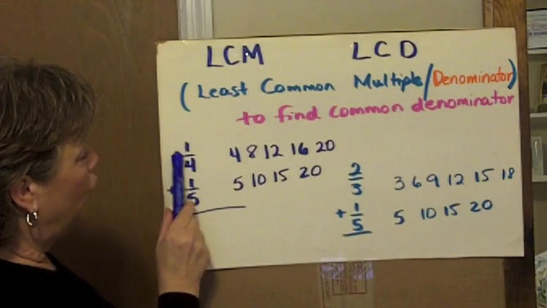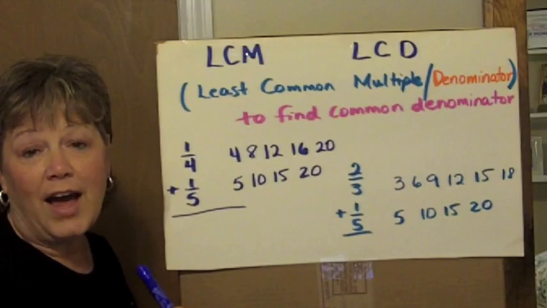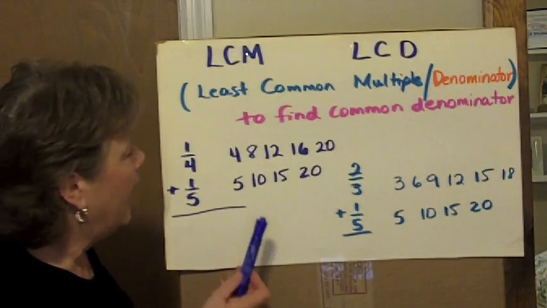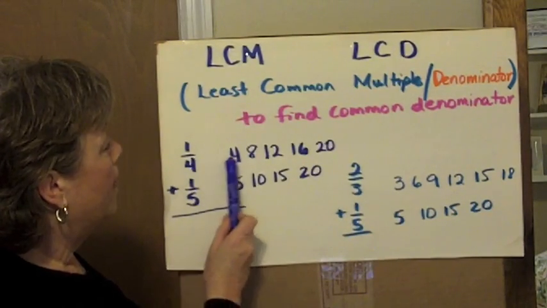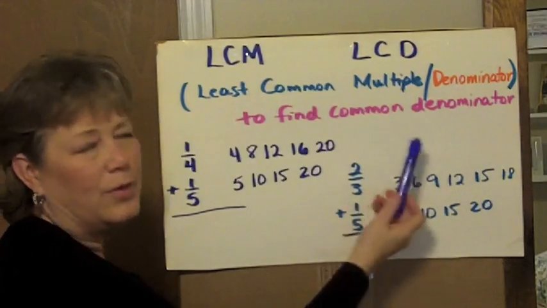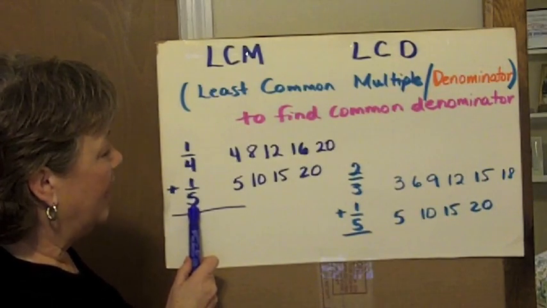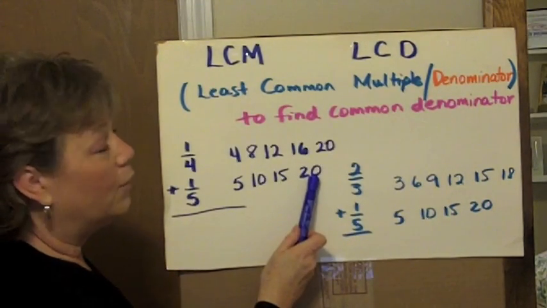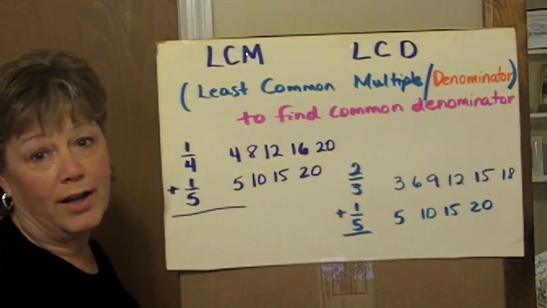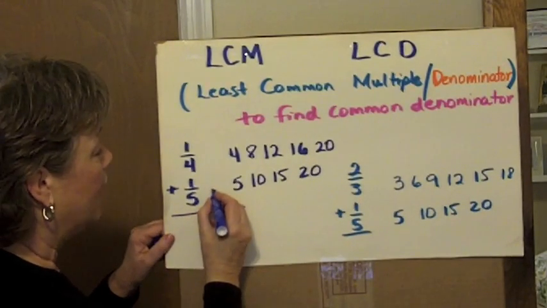We have our two fractions, 1/4 and 1/5. So we need to find the least common multiple. I'm going to list the multiples out beside it. The multiples of 4: 4, 8, 12, 16, 20. Now we could go on, but I know that it's somewhere up in here. And then I'm going to list the multiples of 5: 5, 10, 15, 20. Oops, I already see that I have a 20 in each one. So I know that my new denominator is going to be 20.